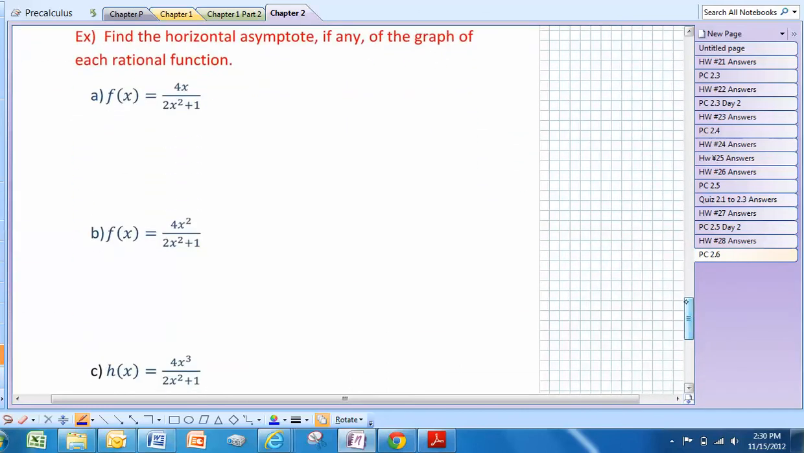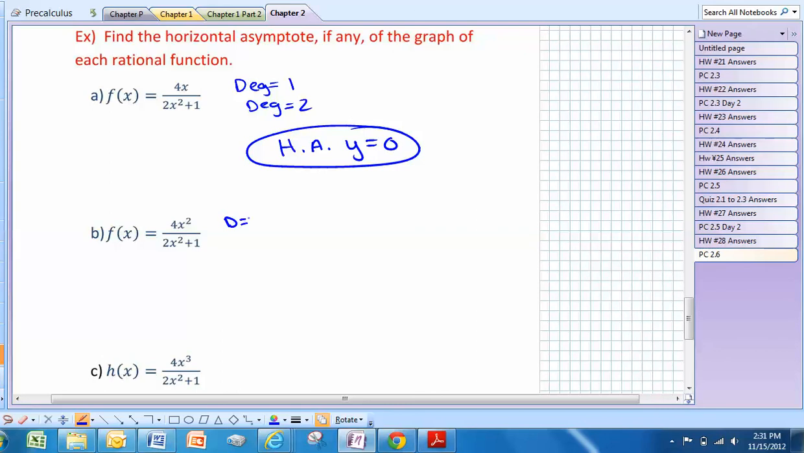So in these examples here, they want us to find the horizontal asymptotes. Notice the degree of the top here is equal to 1, the degree of the bottom is equal to 2. So when top degree is smaller than bottom degree, you know the horizontal asymptote is y equals 0.